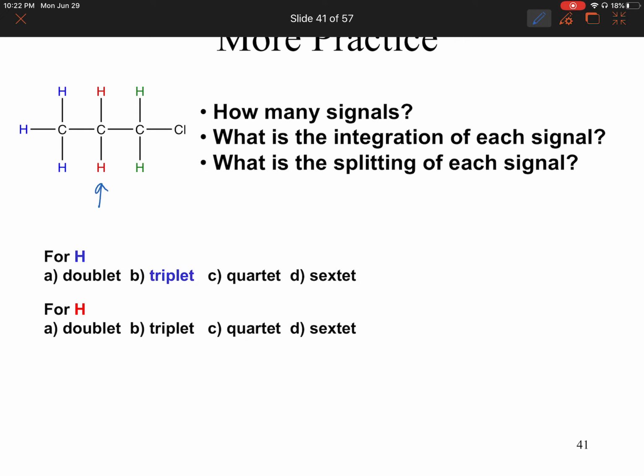All right, so hopefully you realize it's a sextet, right? These hydrogens live at this house. Here's a neighboring house. There's 2 hydrogens that live here. Here's another neighboring house. 2 hydrogens that live there, a total of 5. 5 plus 1 is 6, so that's a sextet. What about this one here?